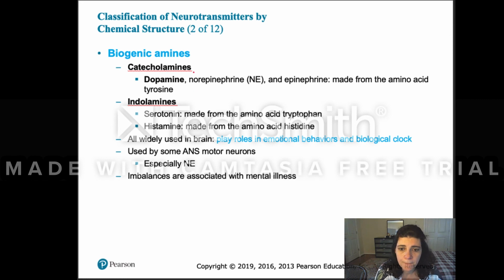Then you have other neurotransmitters that are classified by structure. Biogenic amines: catecholamines and indolamines. So you have dopamine, norepinephrine, epinephrine. These are catecholamines made from tyrosine. And indolamines, serotonin, histamine. These are other neurotransmitters that can play roles in emotional behavior and biological clock.